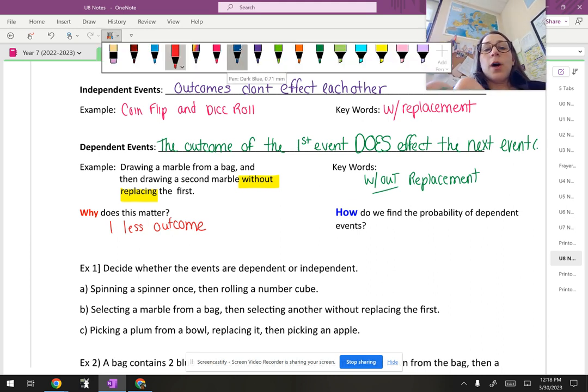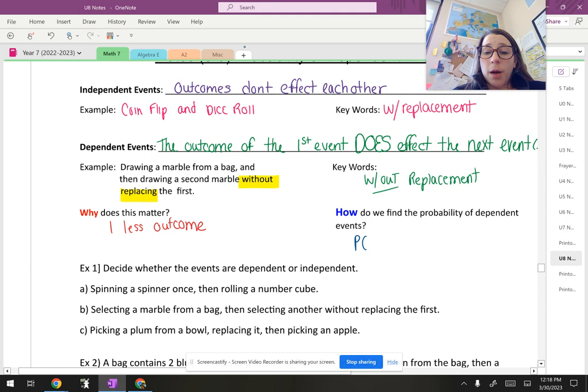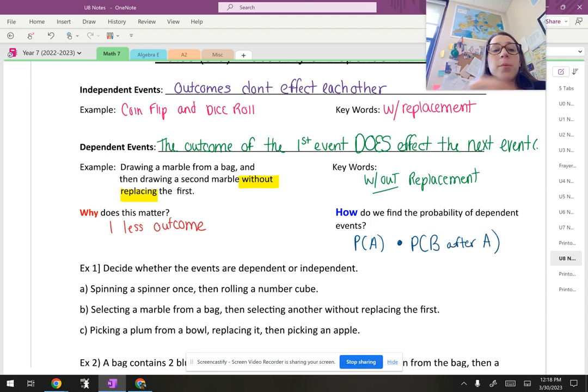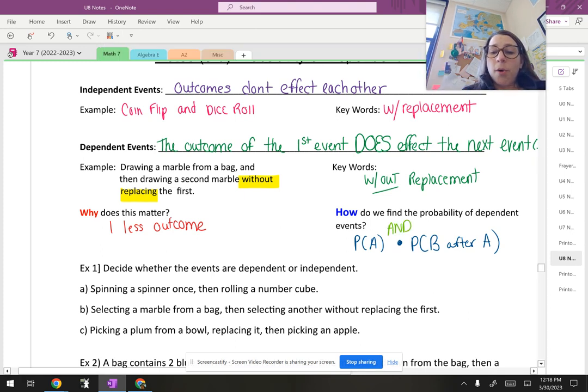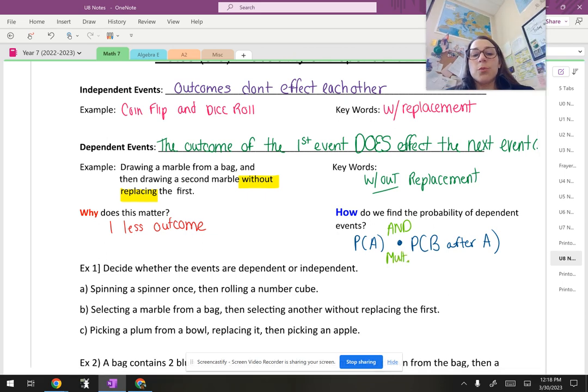Okay, so how do we find the probability of dependent events? Just like we found the probability of independent events, it's the probability of event A times the probability of event B after A has already happened. So we're using that multiplication because of that keyword of and. We're looking for the probability of event A and event B.